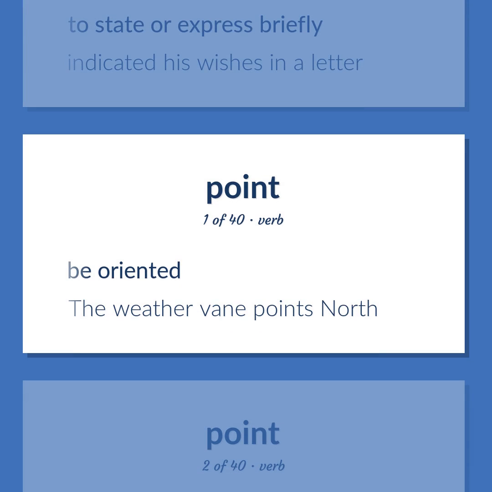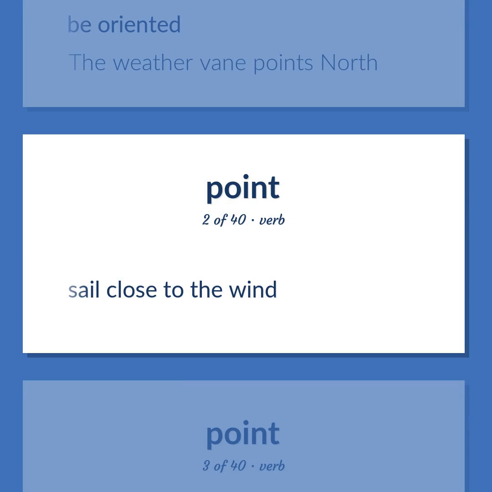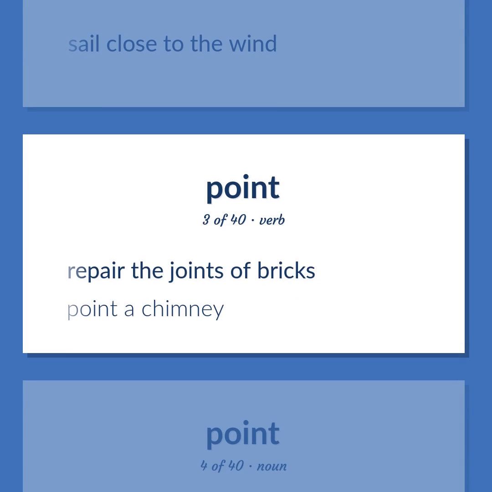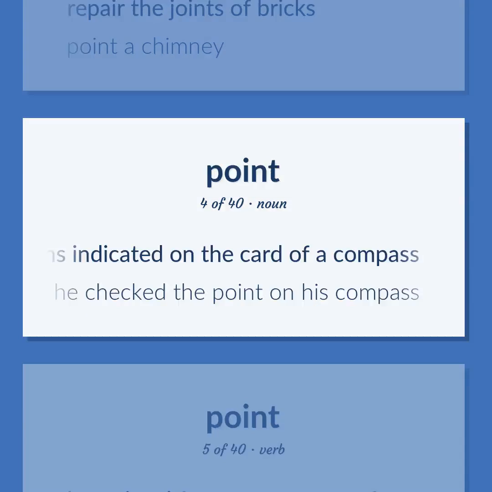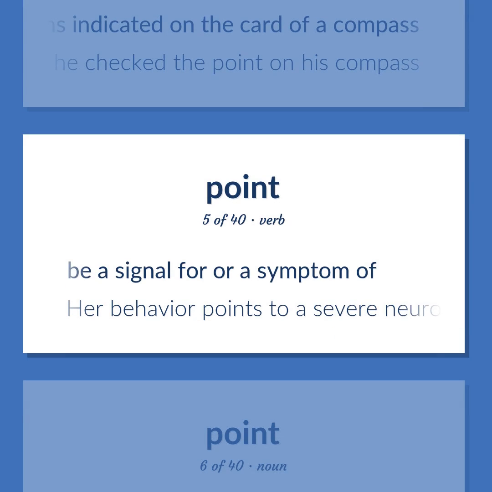Point: Be oriented. The weather vane points north. Sail close to the wind. Repair the joints of bricks. Point a chimney. Any of 32 horizontal directions indicated on the card of a compass. He checked the point on his compass. Be a signal for or a symptom of. Her behavior points to a severe neurosis.